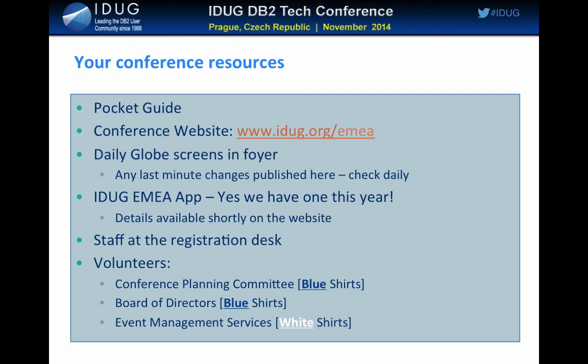If you can't find what you're looking for, please feel free to ask staff at the registration desk or one of the volunteers. The Conference Planning Committee and the Board of Directors will be wearing blue shirts with an IDUG logo on, and the staff at the registration desk and the event management services are going to be wearing white shirts. But if you see anybody with a shirt with an IDUG logo, please feel free to ask them if you need anything, and we'll be only too willing to help out in any way possible.